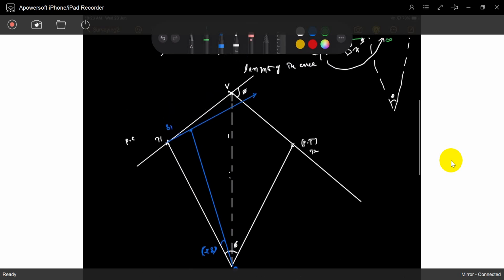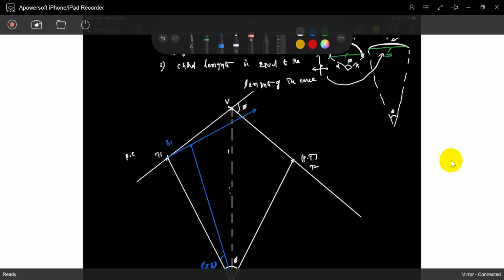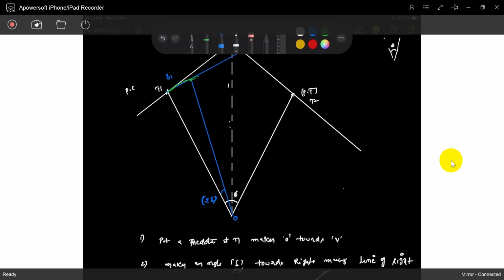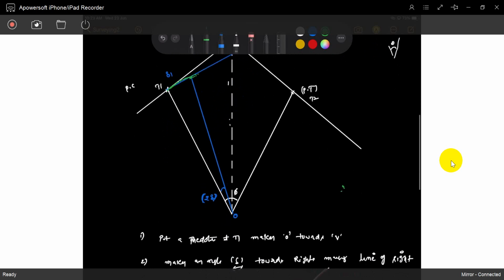See, if it is alpha, this is 2 alpha. This is going to be a curve. This is a circle point, so the curve goes like this. What is the curve length? I'm asking about this curve length. This is a tangent and this is a curve, and you make an angle of 2 alpha.